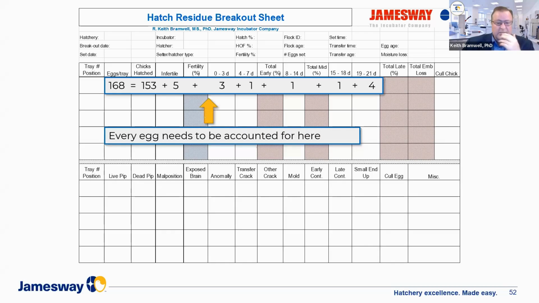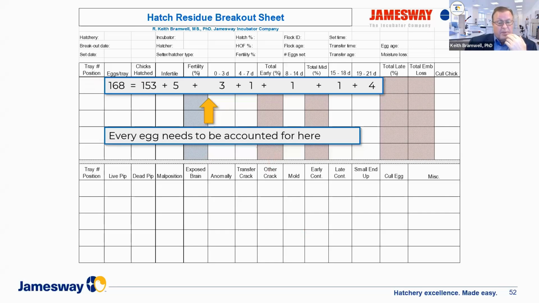And what I've seen is sometimes people will put, yeah, it was a dead pip, and they record it here, but not here. So now you had 168 eggs, and you only have 167 even accounted for, because this dead pip here was never recorded as a late dead. Well, guess what? It's a late dead. It died. If the chick does not come out as a full healthy chick, it needs to be recorded up here somewhere. It could be a cull chick. If you have a cull chick, that would add into accounting for every egg that was set.